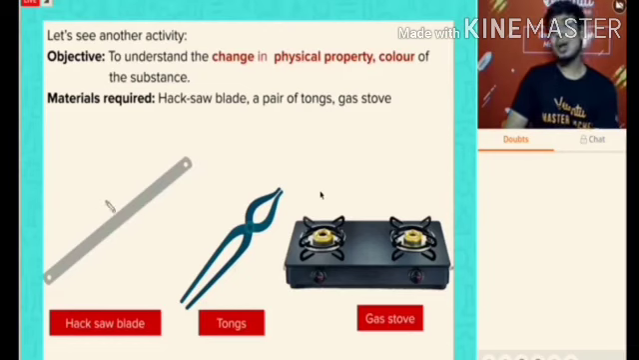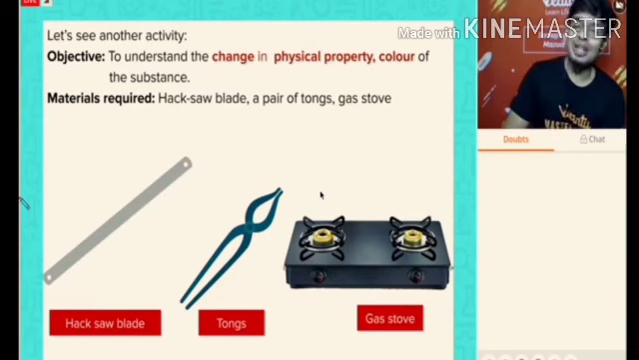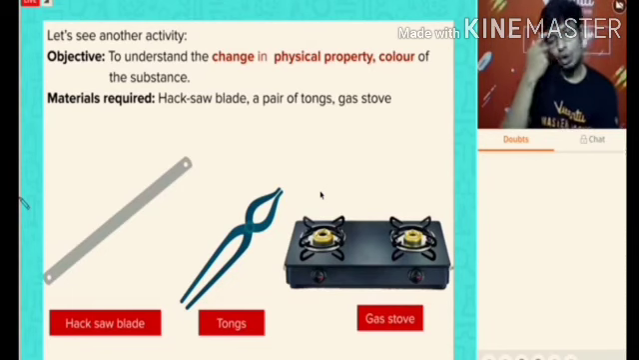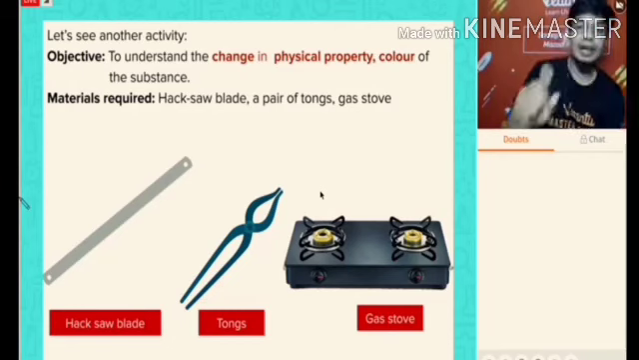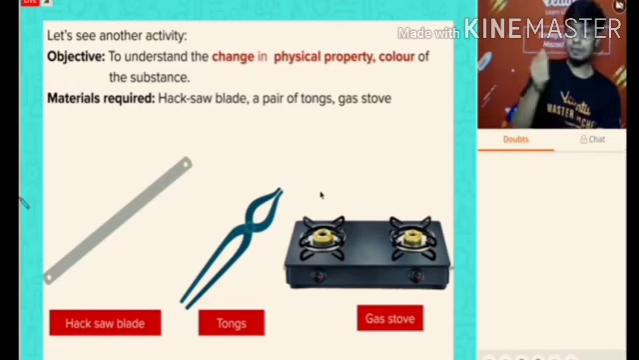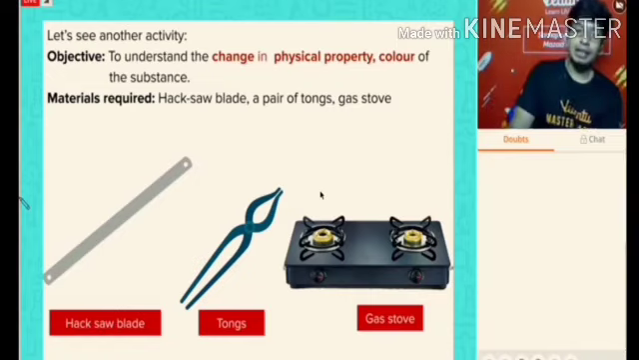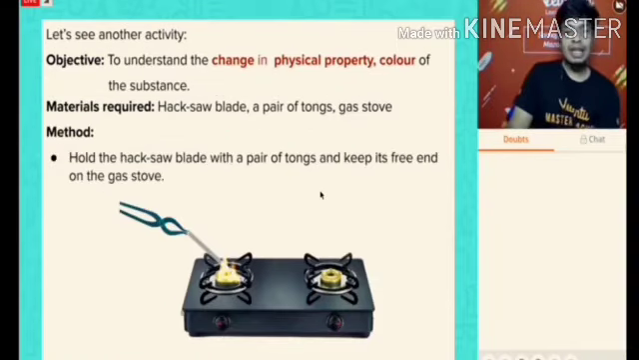Let us do one of the activities. For this activity, nobody try this at your home. Just know what happens in this activity. We have a tong to hold the hacksaw blade, a metal blade. We start heating the blade on the stove.